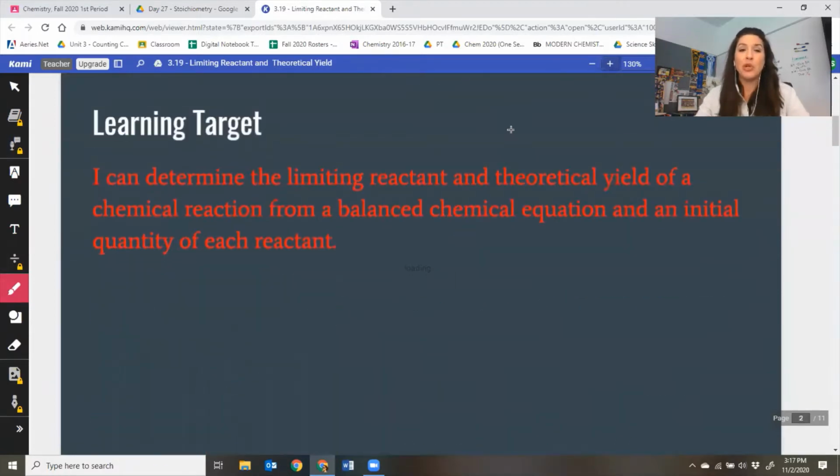So our learning target for this afternoon is that by the end of the day, you can determine the limiting reactant and the theoretical yield of a chemical reaction given only a balanced chemical equation and an initial quantity. And you'll need to use your knowledge of the periodic table, of molar mass, of mole ratio, and all of the other stoichiometry terms that we've come across in order to do so.